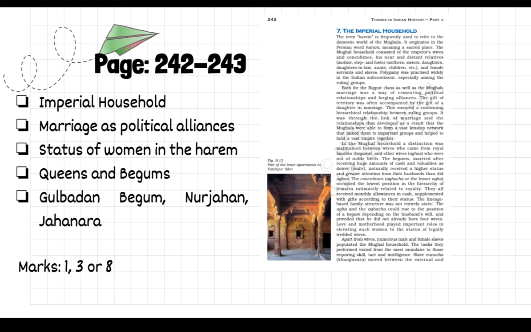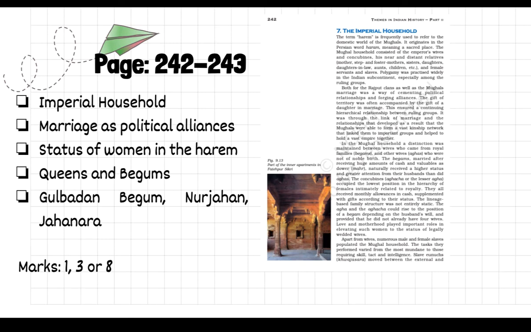Page 242 to 243, there is a discussion of the imperial household. Who were the people within the imperial household? The fact that marriage was seen as a very powerful way of creating political alliances, which brings in the Rajputs into the Mughal fold as well and makes them co-rulers. Then there is also the question of status of women in the harem, especially the queens and begums, and the different categories of wives and concubines that the emperor had, and how these positions could be fairly fluid.